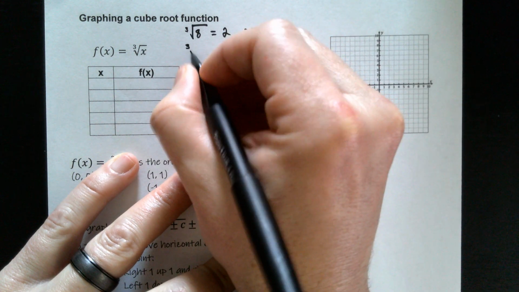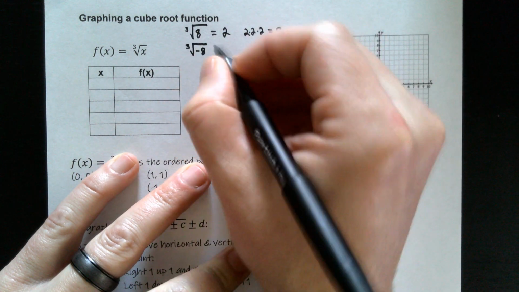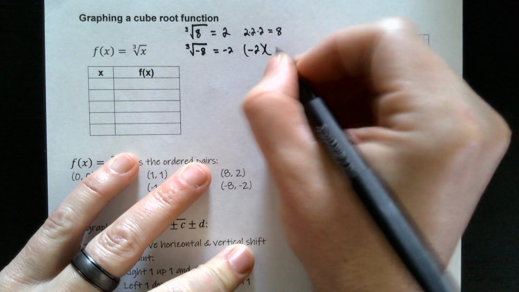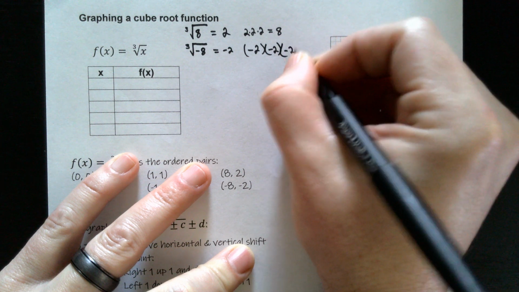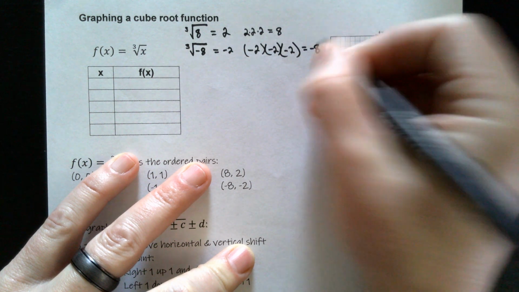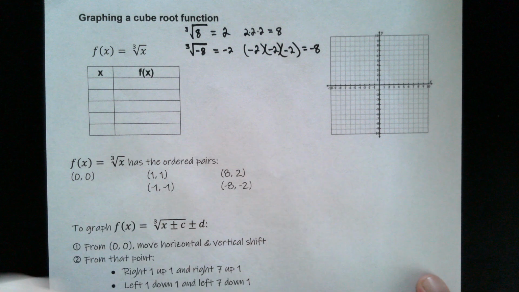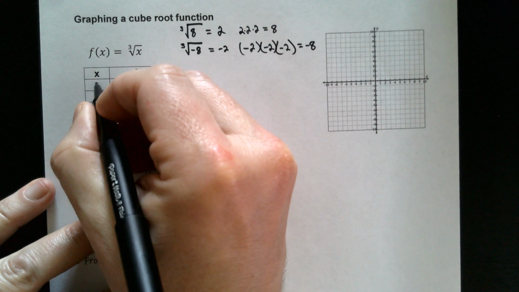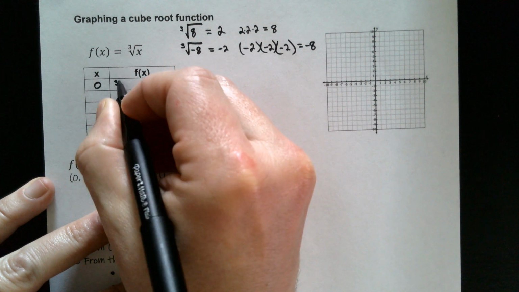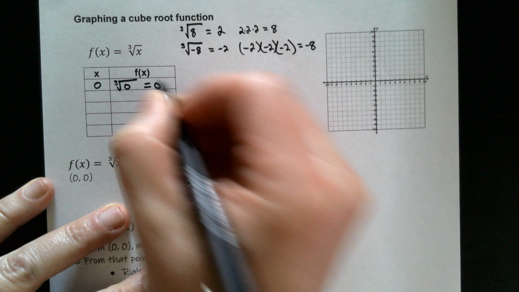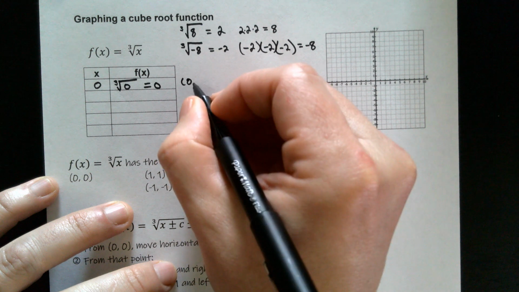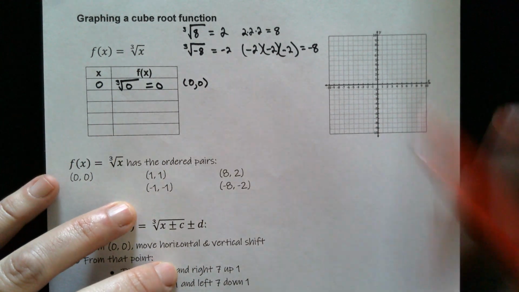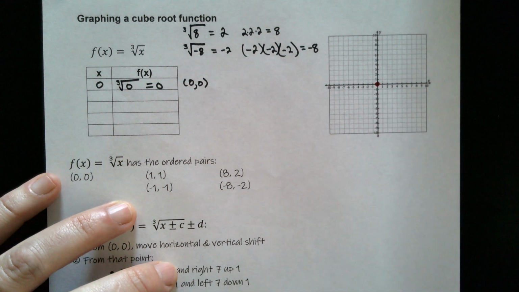Likewise, the cube root of negative 8 is negative 2, because negative 2 times negative 2 times negative 2 is equal to negative 8. So you can take the cube root of negative numbers. That being said, let's plot a few points. First, let's put a 0 in here. We know the cube root of 0 is 0 because 0 times 0 times 0 is still 0. So that is the point (0, 0). Let's plot that point right here at the origin.